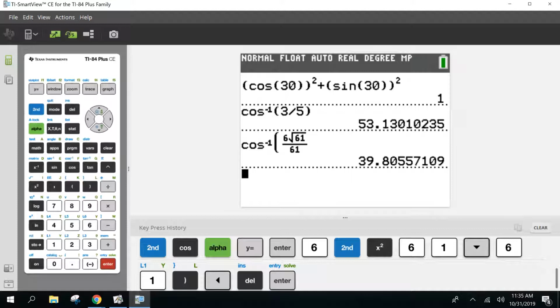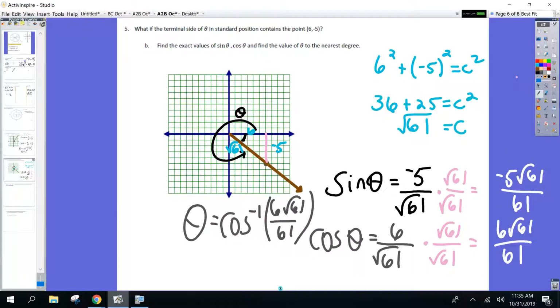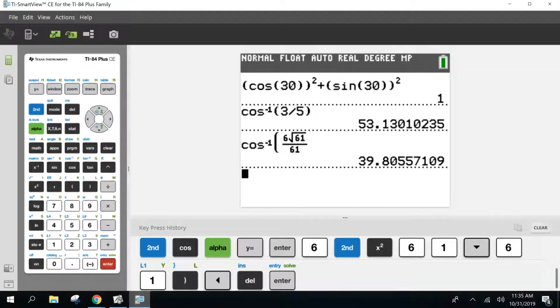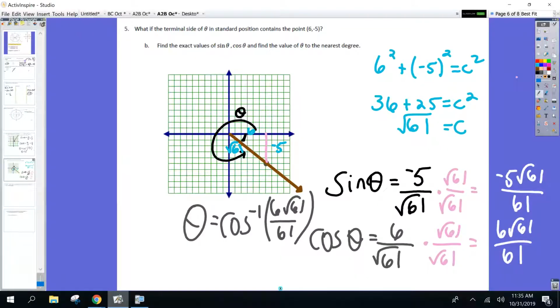Wait a second, that's not in quadrant 4. You're correct, it's not. Anybody know what that 39.8 is? It's the reference angle. That's your angle right there, 39.8. Can you use that to get to the angle in the fourth quadrant now? If your reference angle is 39.8 and you are in the fourth quadrant, what would have been the angle in the fourth quadrant then? And I want to know how you got it.